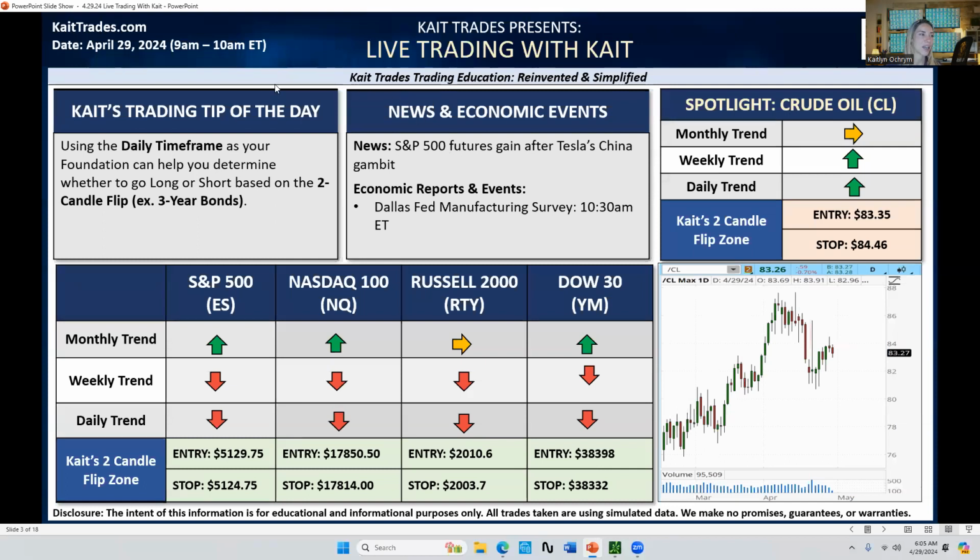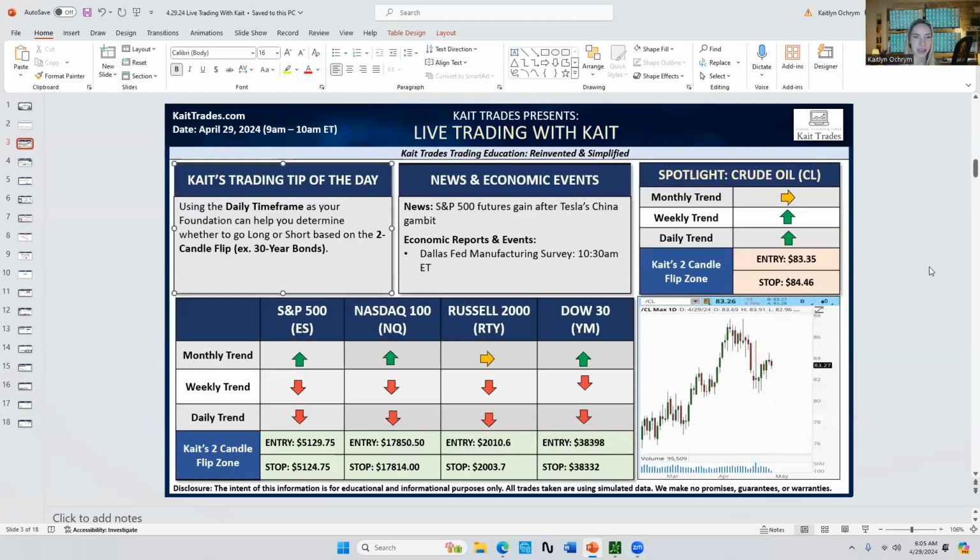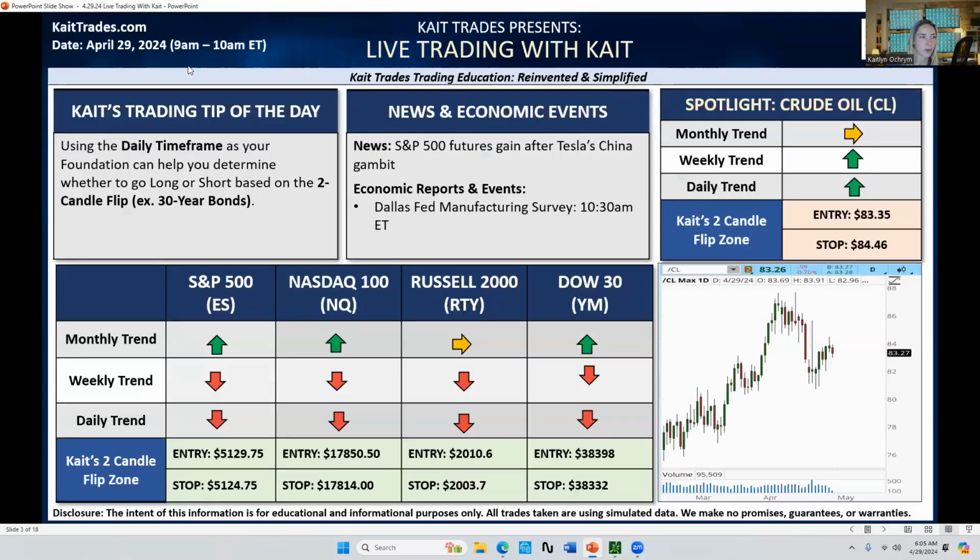So, trading tip of the day: using the daily time frame as your foundation can help you determine whether to go long or short based on the 2-candle flip. For example, not 3-year bonds, actually 30-year bonds was one that I saw setting up yesterday as we opened up in the futures market open at 6 p.m. Eastern Sunday evening. So again, take a look at the daily charts as you prep for each trading day. 6 p.m. Eastern is when the futures market opens. If you do have those 2-candle flip setups on your daily chart, there's a higher probability of finding trade opportunities trading in the direction of the 2-candle flip.